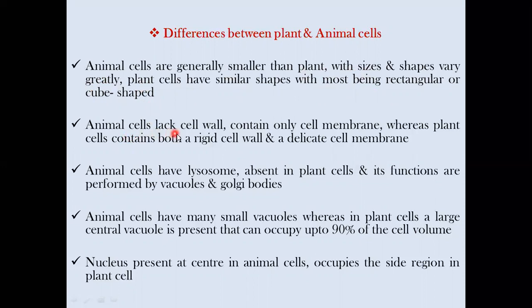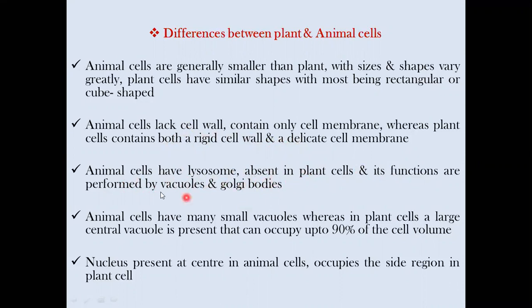Also, animal cells lack cell walls and only contain cell membranes, whereas plant cells contain both a rigid cell wall and a delicate cell membrane. So this is the major difference. Animal cells lack a cell wall, while plant cells have a cell wall. Next one is, animal cells have lysosomes, which are absent in plant cells, and the enzymatic function of lysosomes in plants is performed by vacuoles and Golgi bodies.